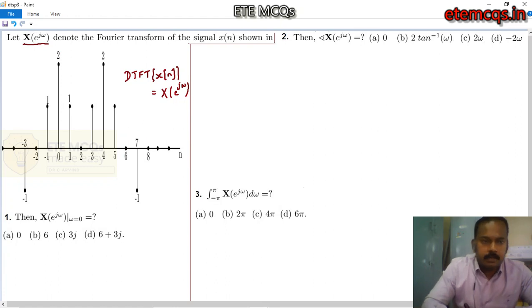Okay, and we have got three questions. We are supposed to answer three questions. The first one is, what is X of e power j omega at omega equal to 0? Okay, this is what we are supposed to find.